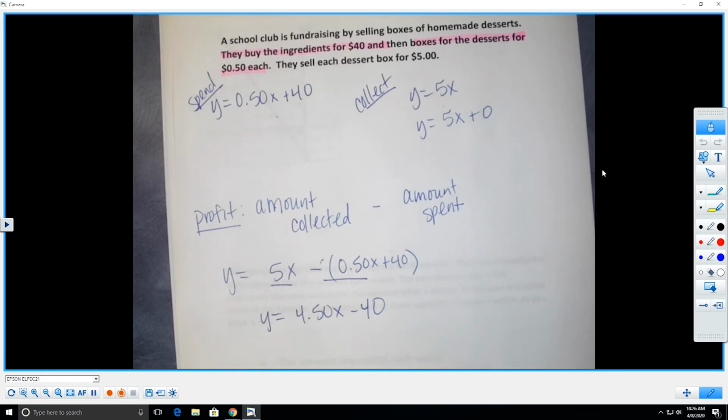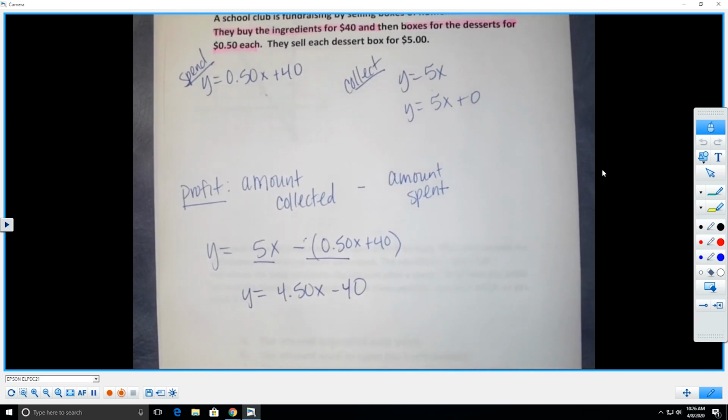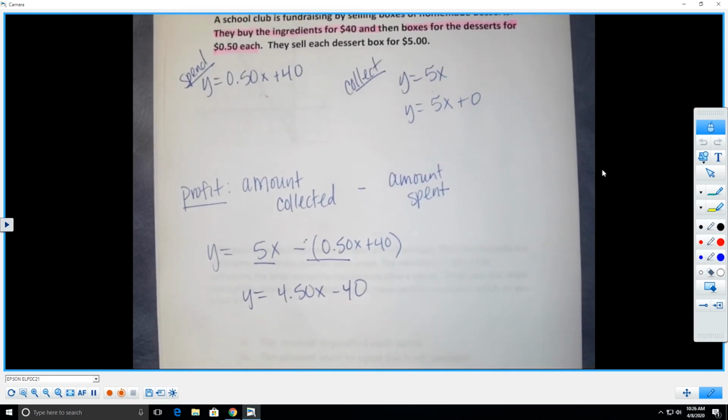There are several ways to figure this one out, but you should have come up with they need to sell at least 9 dessert boxes to make a profit. They have to sell that many to recover the cost of ingredients. Terrific. Now I think we are ready for some independent practice.